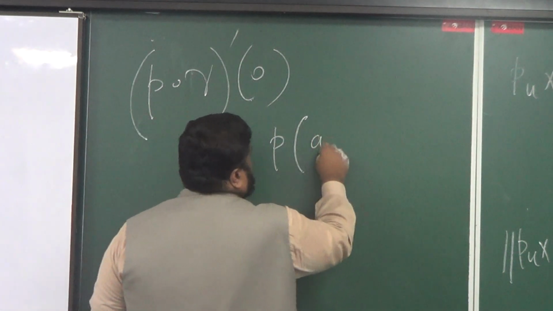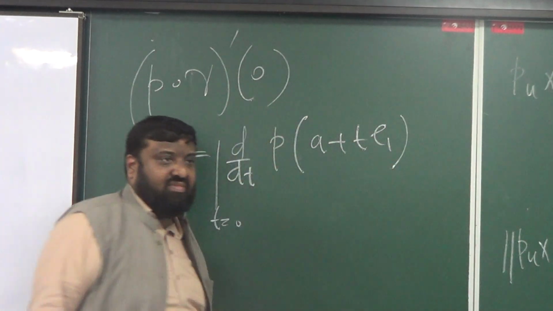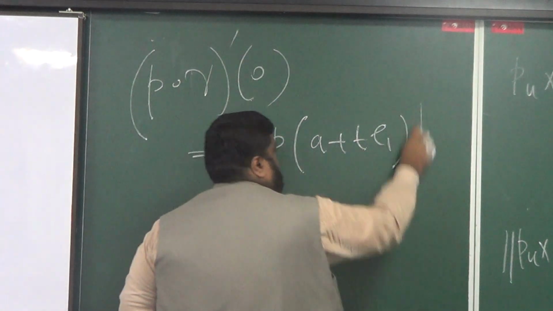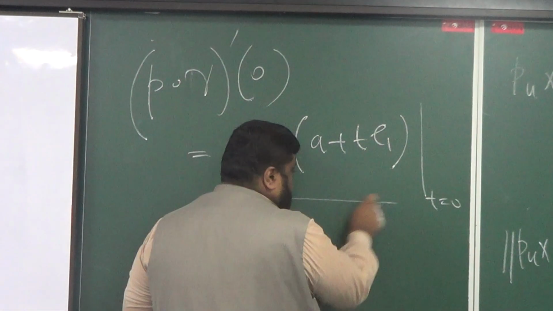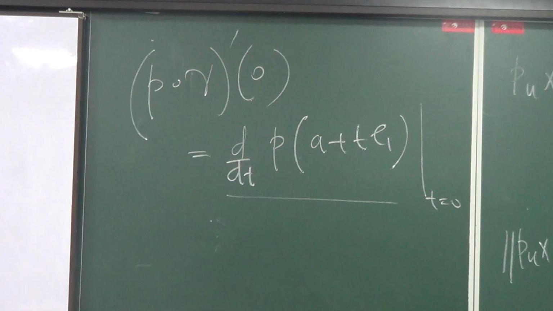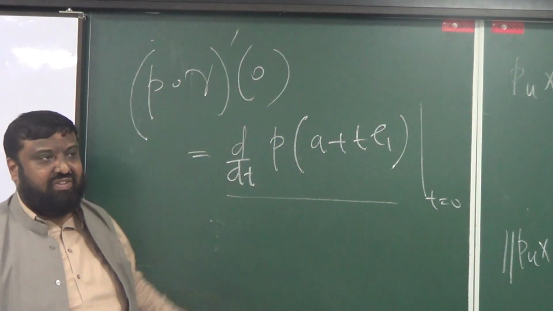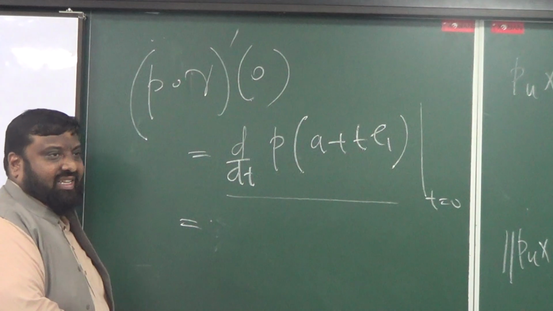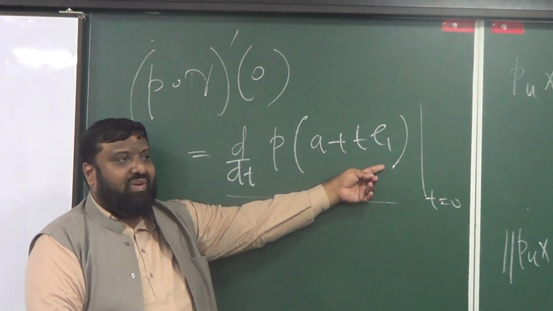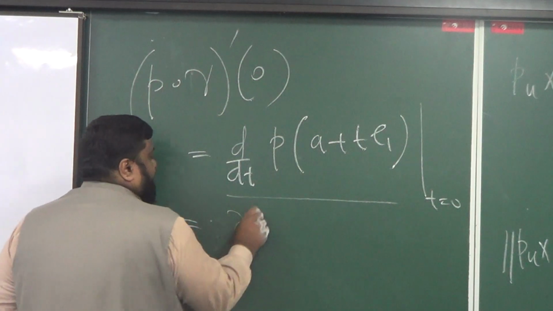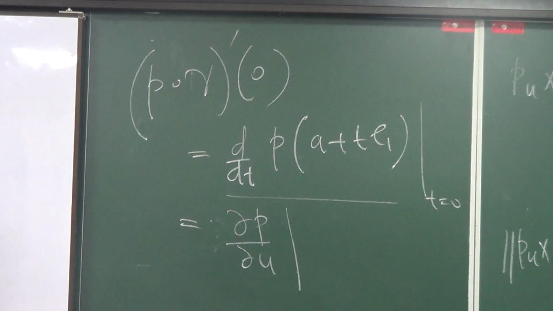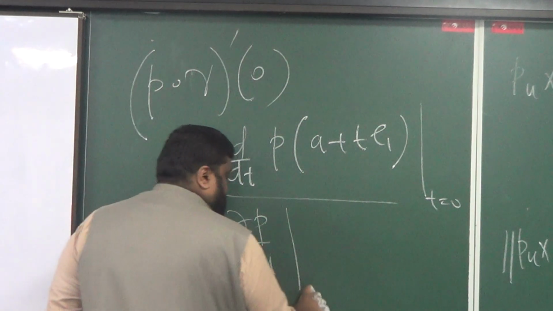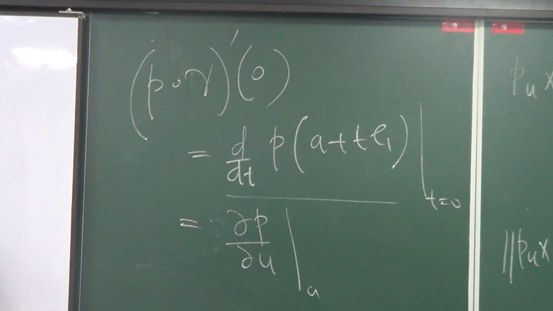P of gamma of t, so I'm going to say a plus t t1. Write this here, so it's going to be t equal to 0. So this is same as this actually. But when you see this, do you remember something? Directional derivative. So that's a directional derivative, or the partial derivative, because e1 is a principal direction, so it's a partial derivative. Partial derivative with respect to what? P with respect to u, because e1 is representing the principal direction of the u. So this is the partial derivative of p with respect to u at the point. So when you substitute t equal to 0, what will happen? We'll get a. So that's really the partial derivative.